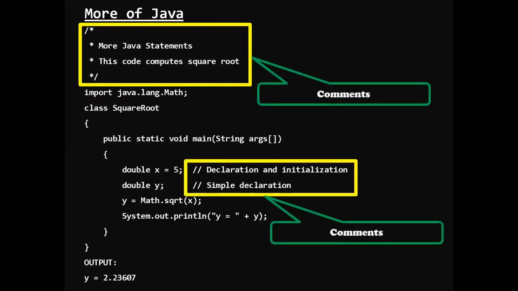Comments. Java permits both the single-line comments and multi-line comments available in C++. The single-line comments begin with // and end at the end of the line, as shown on the lines declaring x and y. For longer comments, we can create multi-line comments by starting with /* and ending with */, as shown at the beginning of the program.